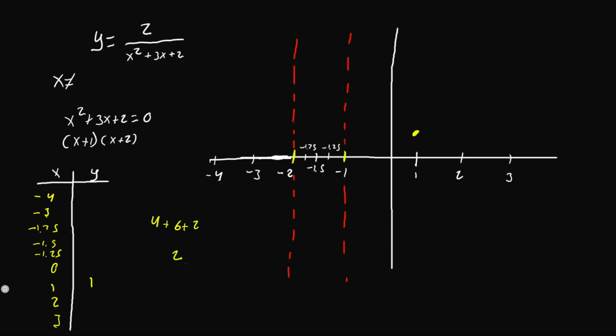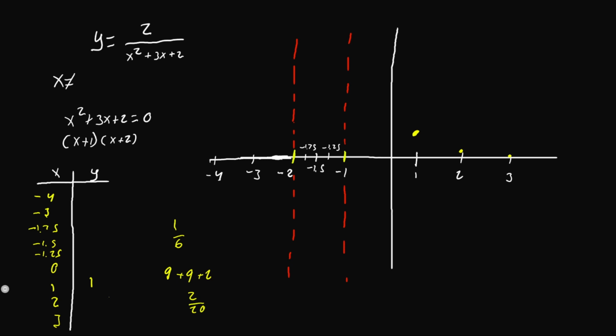And that's going to give us 2 divided by 12, which is the same thing as 1/6, approximately 1.66 around there. So it's going to be around down here. And when x is equal to 3, we're going to have 9 plus 9 plus 2, which is going to give us 20. So we're going to have 2 divided by 20, which is the same thing as 1/10. And we know that 1/10 is basically about 0.1. So it's going to be here.